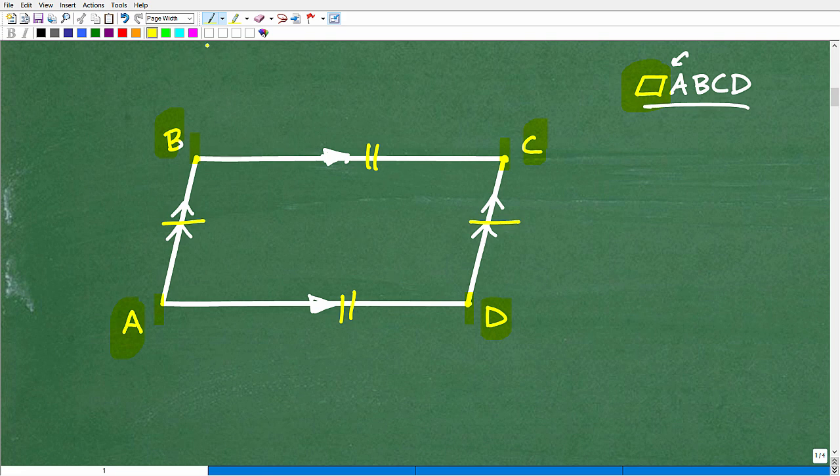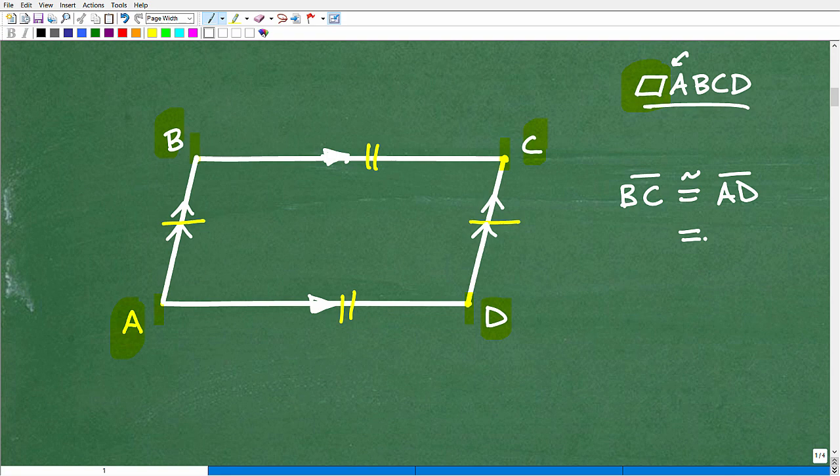So one way you could write that, just in terms of congruency, would be side BC. Okay, so it would be length BC, you can kind of do it that way. Line segment BC is congruent to line segment AD. So this is one way you can express this, meaning that they have the same measure.